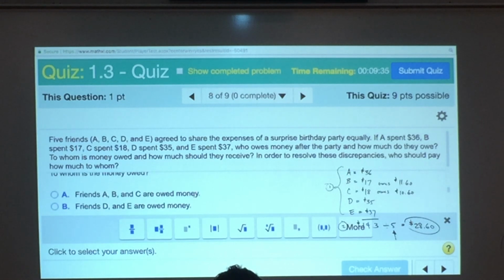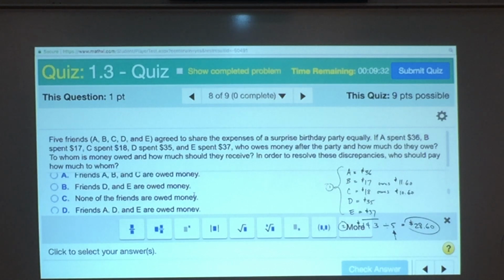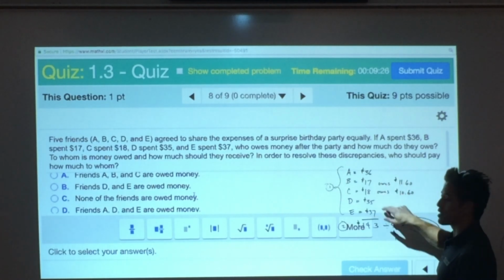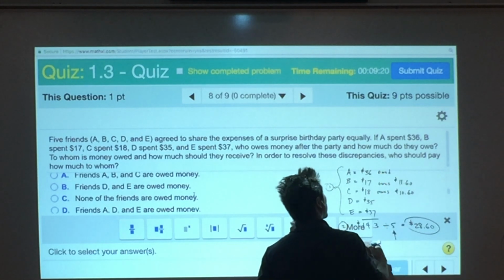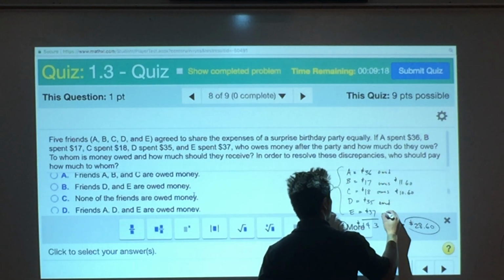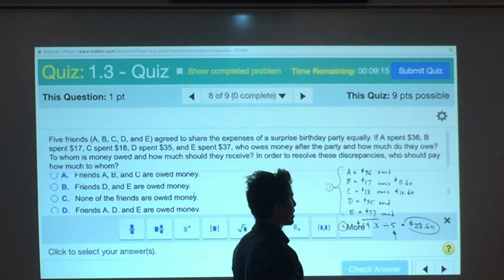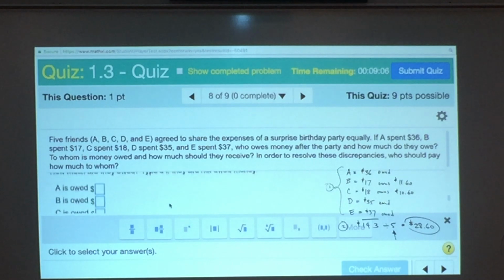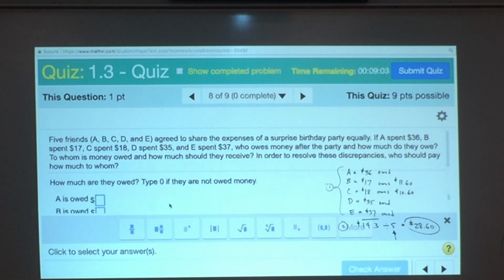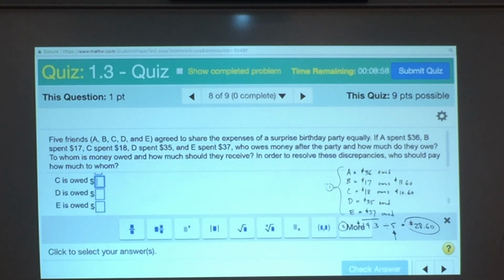Okay, to whom is money owed? So which ones now need to be repaid? A, D, right? So A, D, and E don't owe anything, but they are owed money, right? So B and C owe, A, D, and E are owed. So there it is, A, D, and E. All right, how much are they owed? And so type 0 if they are not. So in this case, B and C are zeroed out. Does that make sense, everybody? You guys seeing what I'm doing here?